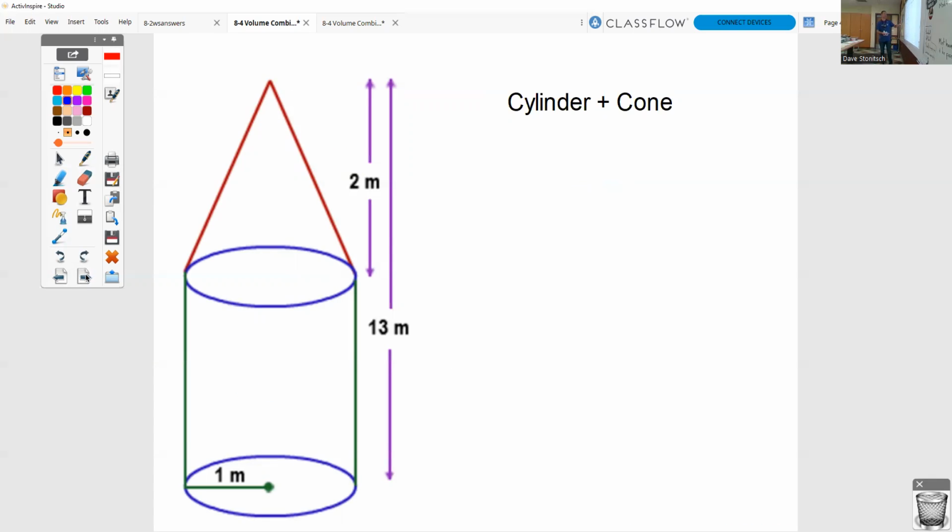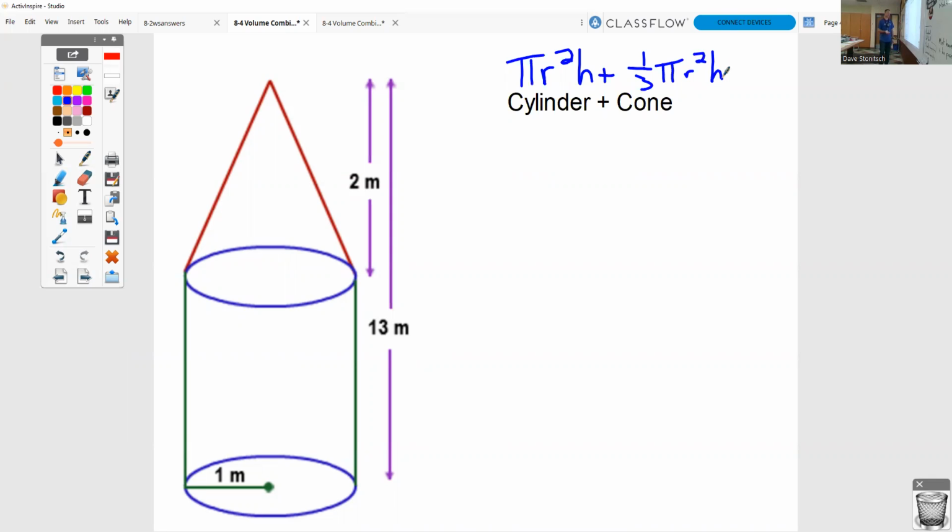In this next one, notice that we have a cone sitting on top of a cylinder. So we have a cylinder and we have a cone. Well, the formula for a cylinder is pi r squared h. The formula for a cone is 1/3 pi r squared h. So we have 7 different things that we have here.